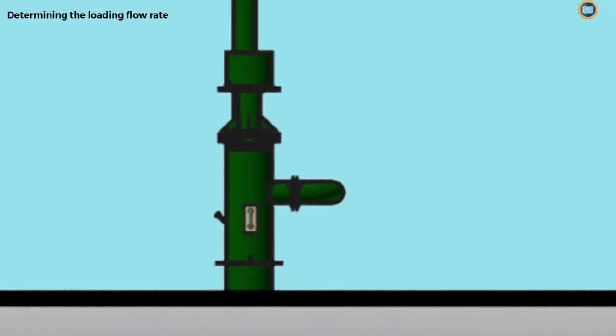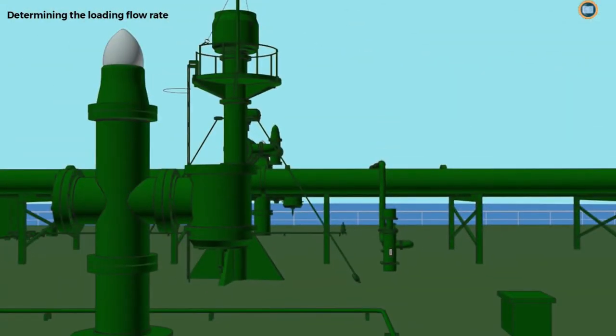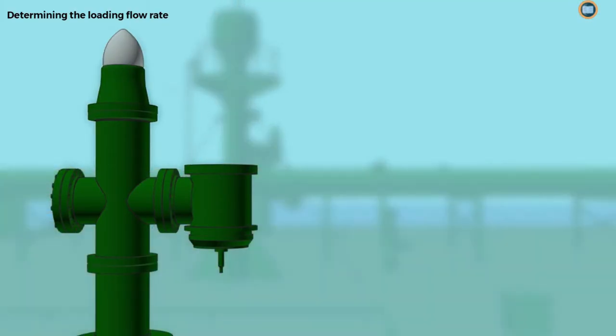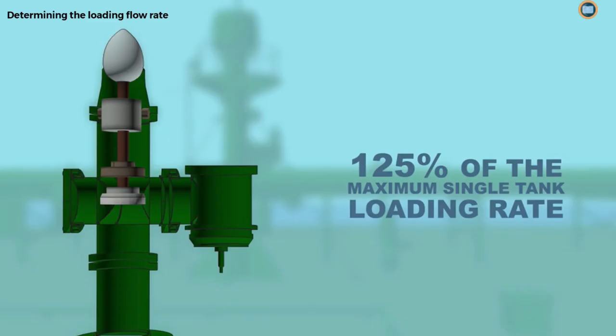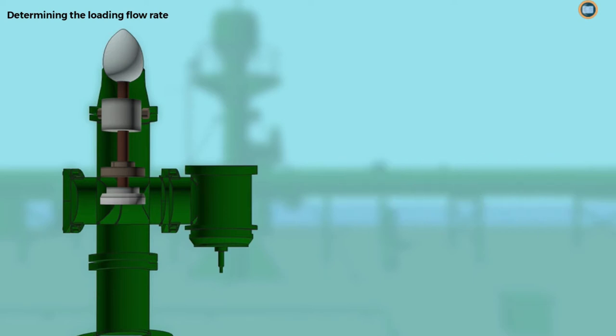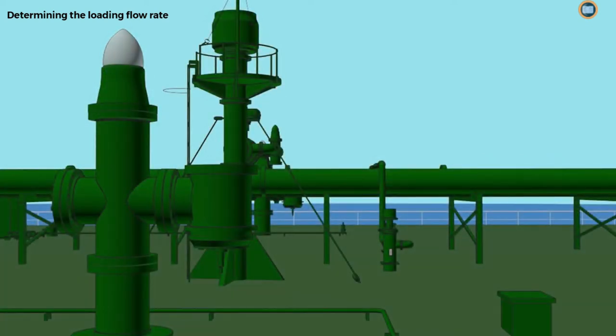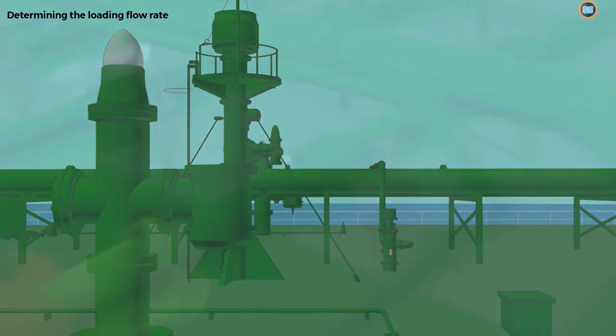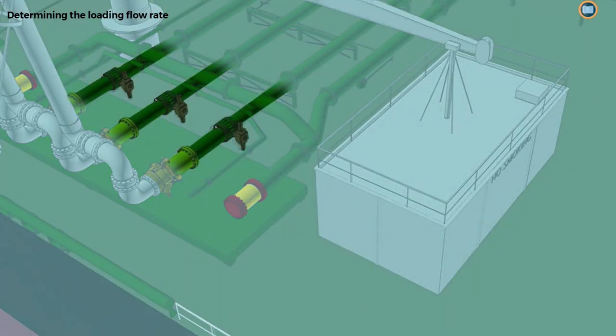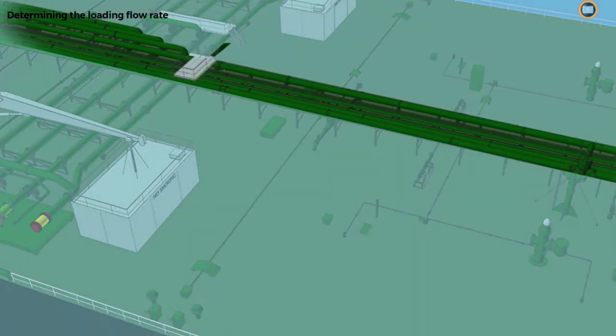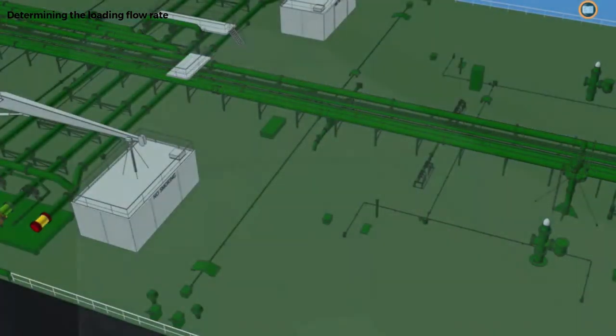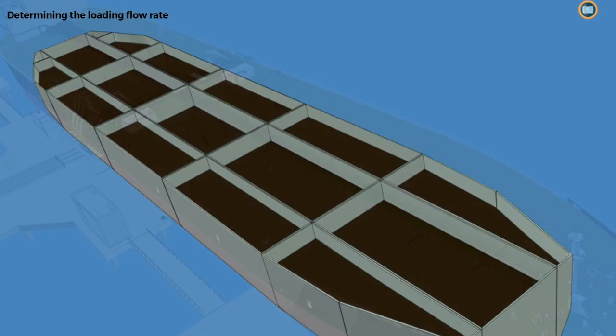If your vessel is fitted with full flow pressure relief valves, they are also required to be capable of venting at 125% of the maximum single tank loading rate. Again, 25% is allowed for vapor growth. For any particular loading operation, the maximum loading rate will be determined by the number of manifolds that are being used, the pipeline loading configuration, and the number of tanks being loaded.